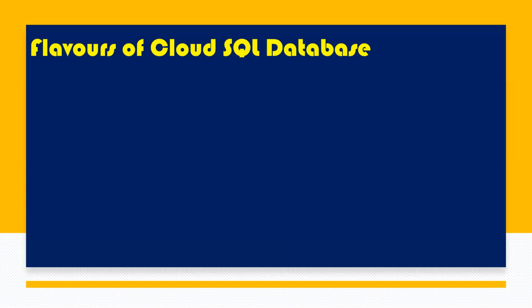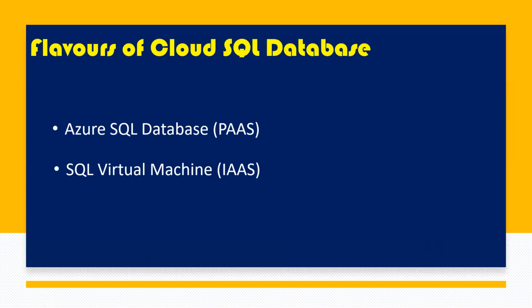So creating the SQL database directly is a separate process. Creating one virtual machine and installing your SQL database is a separate process. So two types of features are available, and these two types are called the different flavors of cloud SQL database. One is Azure SQL database, another is SQL virtual machine. With Azure SQL database, when you are creating the database, automatically one virtual machine will be created behind it.